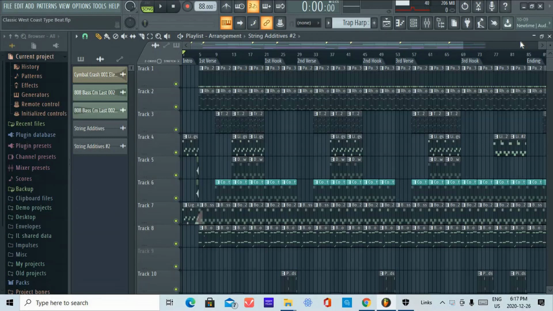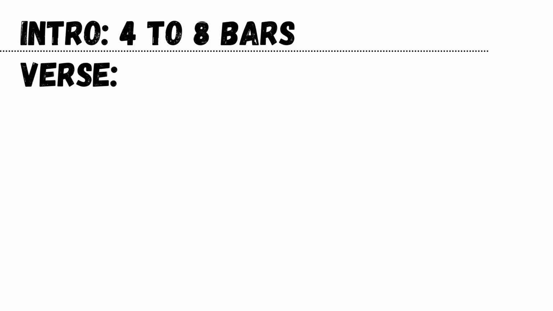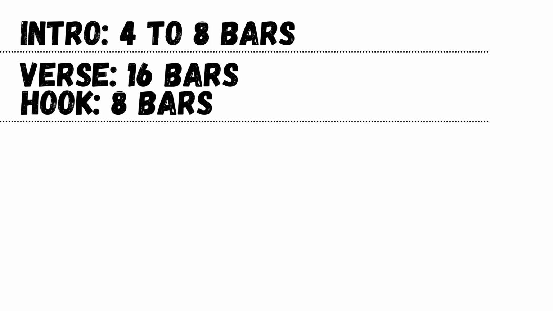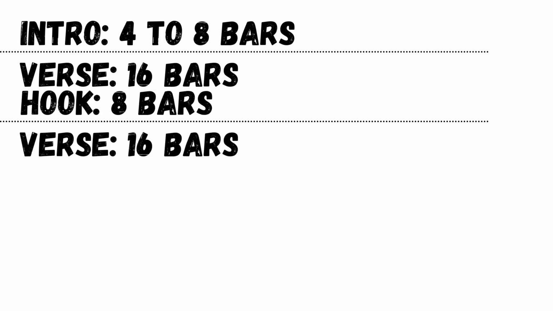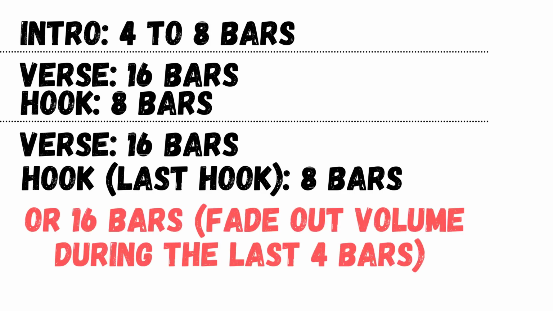And so, first common structure that I see being used a lot of the time is starting with an intro for either 4 bars or 8 bars, and then jumping into the verse for 16 bars, and then into hook for 8 bars, then verse again for 16 bars, and then hook for 8 bars. And sometimes for the last hook, they will loop the hook again, so it'll be 8 bars plus 8 bars, so 16 bars total, and that'll be the final hook.